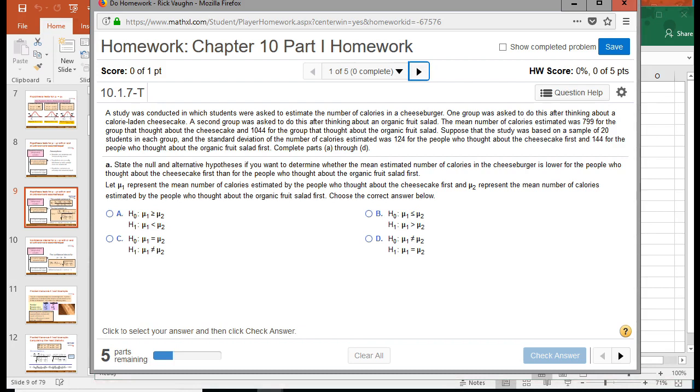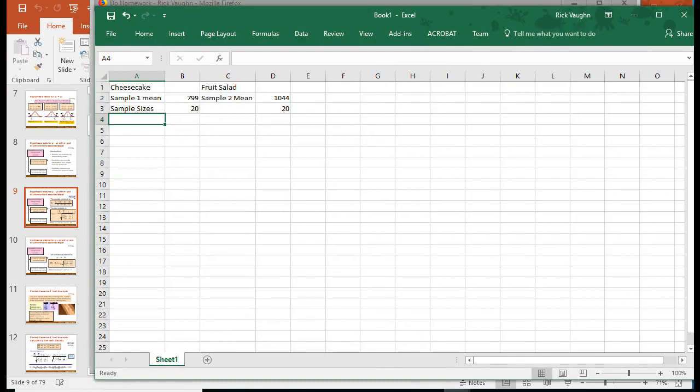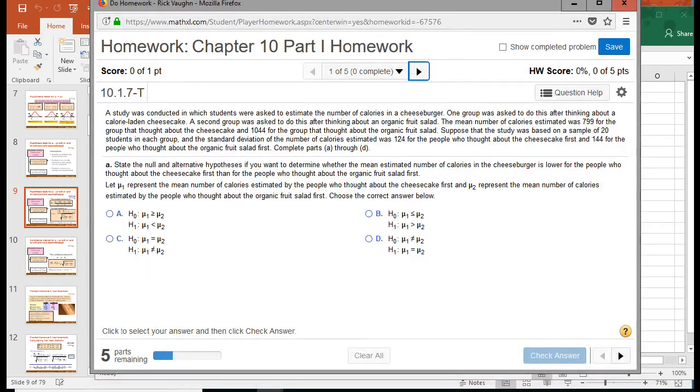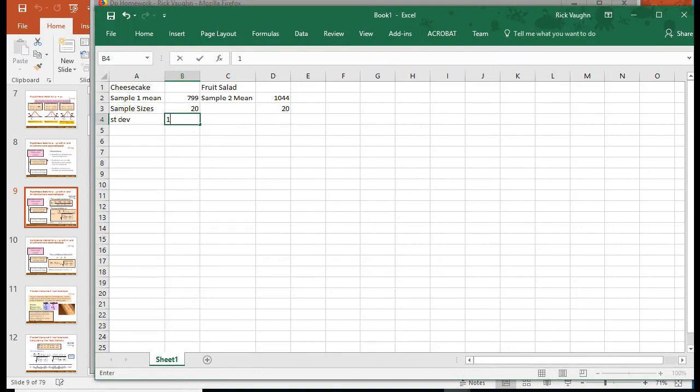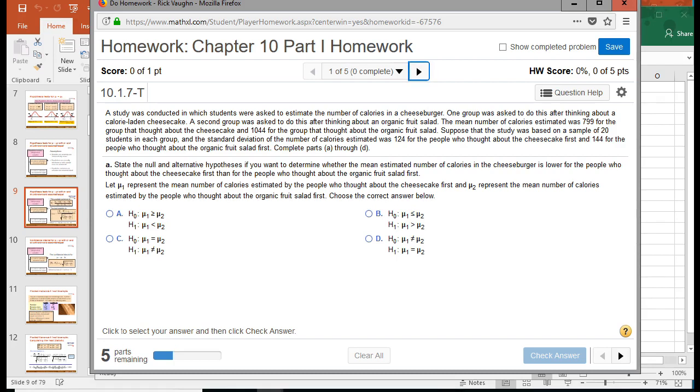The standard deviation of the number of calories was estimated to be 124 for the cheesecake group and 144 for the fruit salad group. So we'll put in our standard deviations. For the first group, that's 124, and for the second group, that's 144. Do we have any other information? Okay, that's it for the preamble.